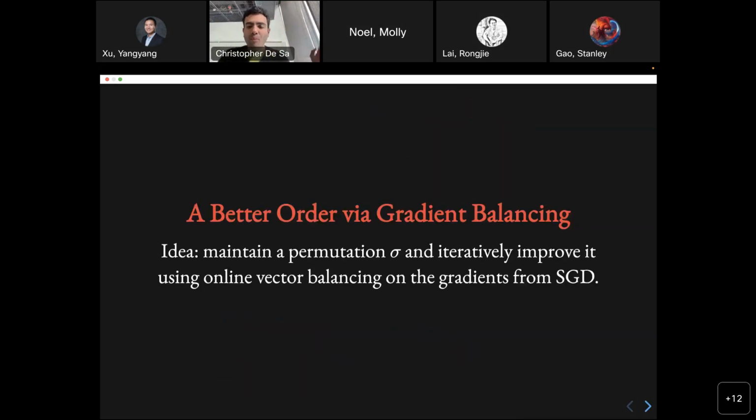So, okay, but then why should we care? How can we use this to improve our SGD? Well, the idea is that we can use this whole gradient balancing approach to get a better order by maintaining a permutation and iteratively improving it.